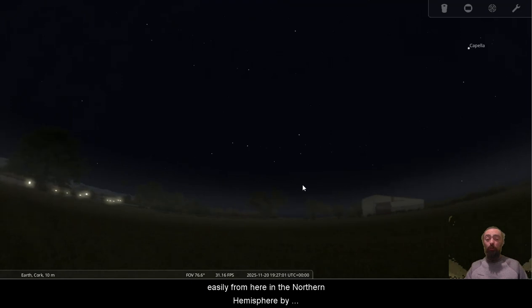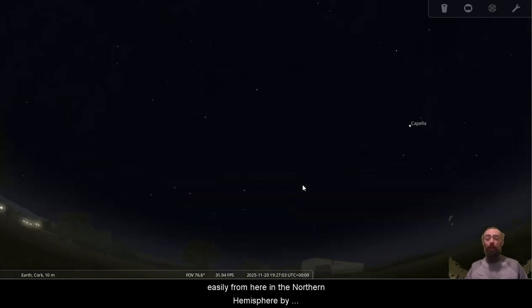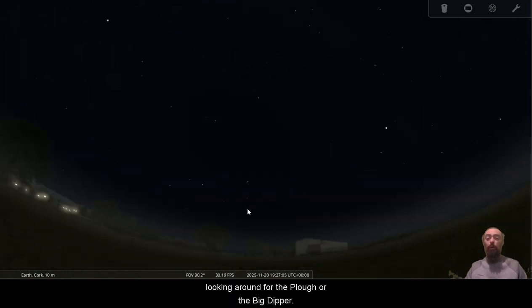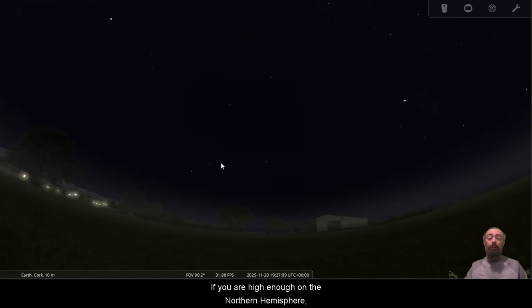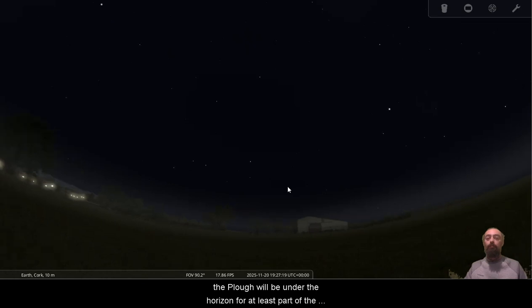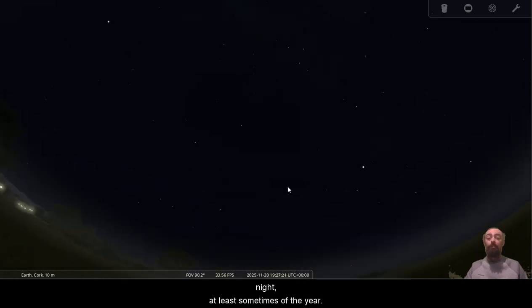We can find north pretty easily from here in the northern hemisphere by looking around for the plough or the Big Dipper. If you are high enough on the northern hemisphere, then the plough or the Big Dipper will always be visible. It will be circumpolar, but below a certain latitude, the plough will be under the horizon for at least part of the night, at least sometimes of the year. Thankfully, there are other constellations like Cassiopeia up here that can be used to find the North Star.